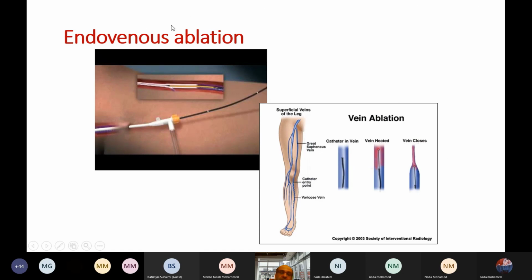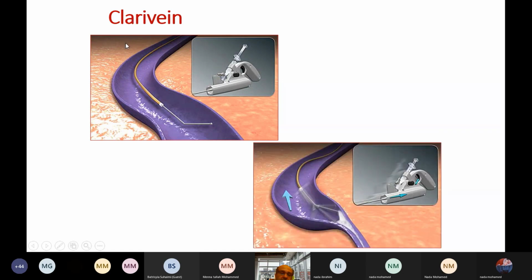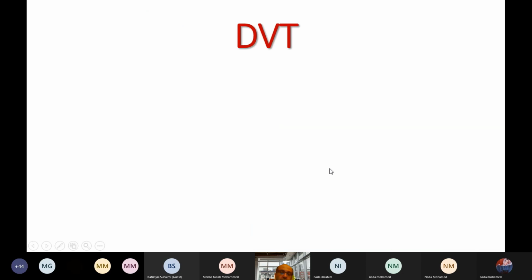Actually, with endovenous ablation the recurrence rate is high, because sometimes the vein, after being cauterized by temperature, may recanalize again, and the patient has recurrence of varicose veins. But the value of it is that it is minimally invasive, and the patient can return to work very early. Clarivein is another treatment, and you can forget about it. It injects sclerosing material in the vein to occlude it. It is not important for you.